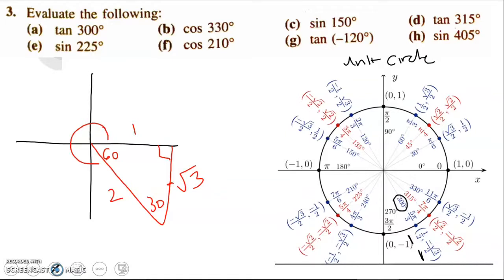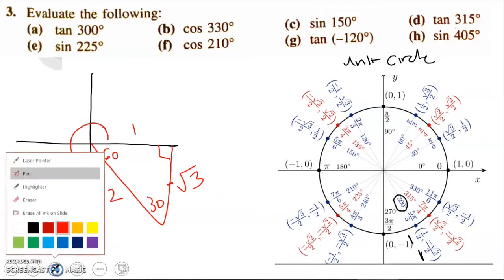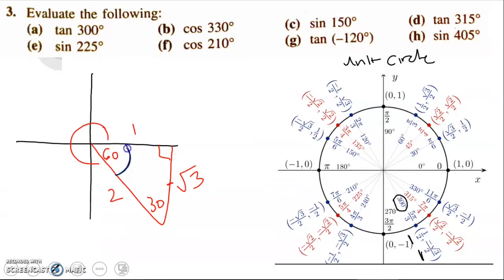So tan 300, that's opposite over adjacent. I know 60 is my reference angle. Opposite is right here. Adjacent is right there. So for tan 300, I have the answer of negative square root of 3. Okay? Which, again, if you did your unit circle, that's basically what you would find out. Sine over cosine.